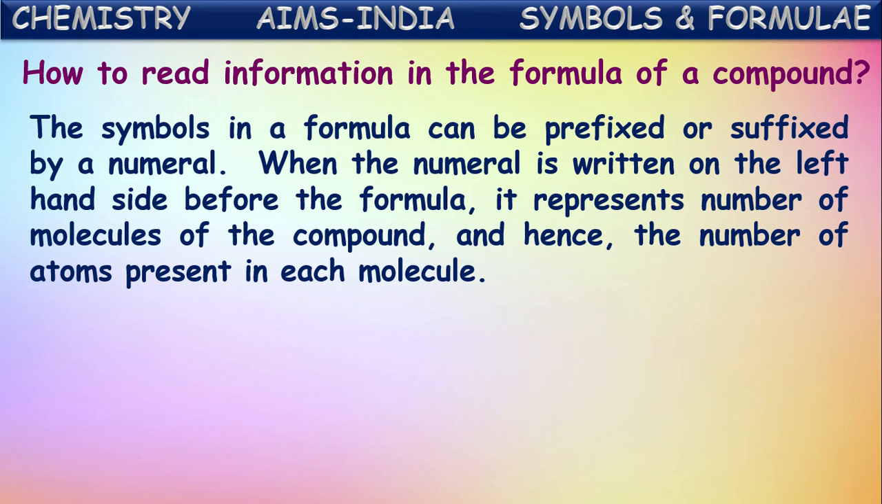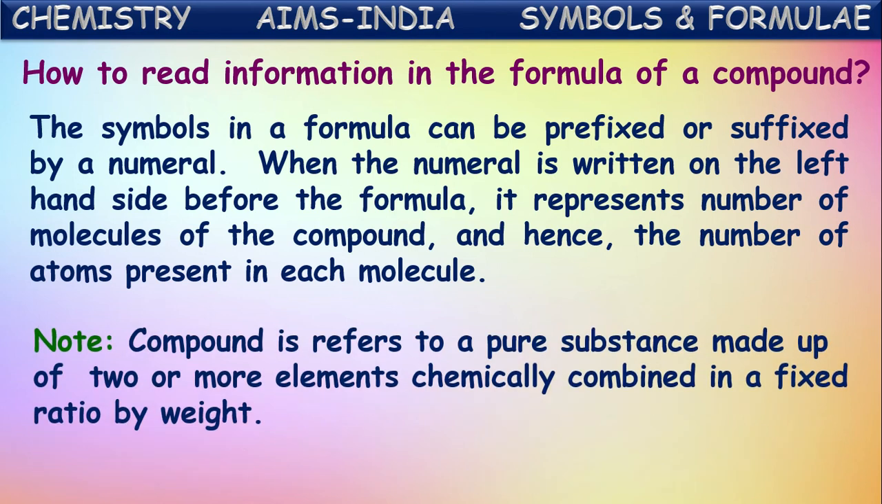Okay, if a number is written in front of or before the formula, then that number represents the number of molecules of that compound, and we know how many atoms of each element are present in each molecule. So then we can say the total number of atoms and even how many molecules are there. This information is given when a number is written before the formula of a compound.